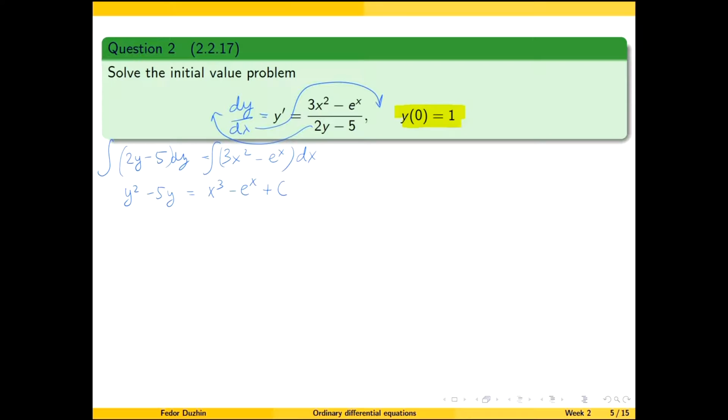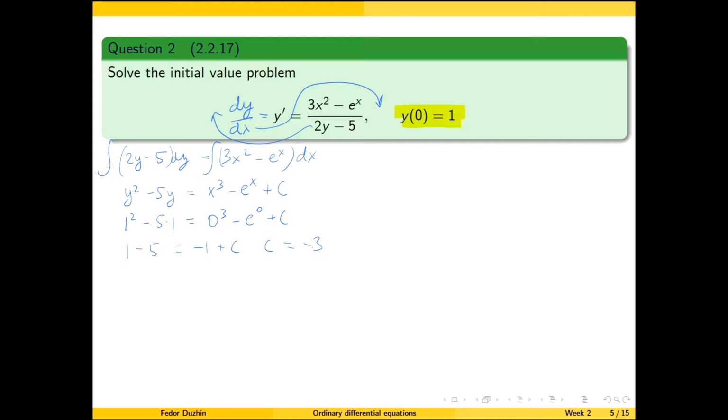So now y is 1, so 1 squared minus 5 times 1 equals, and x is 0, so 0 cubed minus e to the 0 plus c. Now we need to solve for c, right? So this is 1 minus 5 equals 0 minus 1 plus c. So c equals negative 3. Correct? Yeah, negative 3.